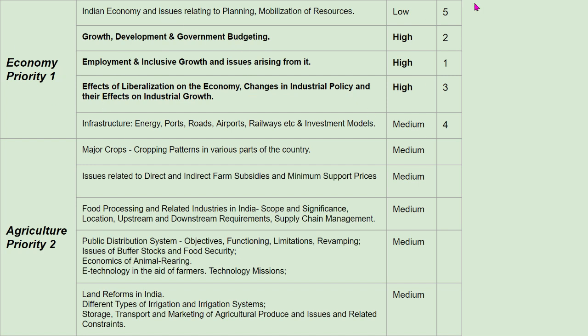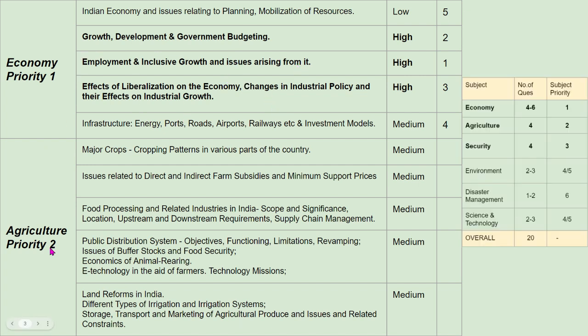The rest, 4 and 5, are based on PYQ. We observe that if there is any development with respect to planning, for instance, Niti Aayog, if it is in news, then such a question is asked. But apart from it, overall, this should be the prioritization with respect to topics for economy.